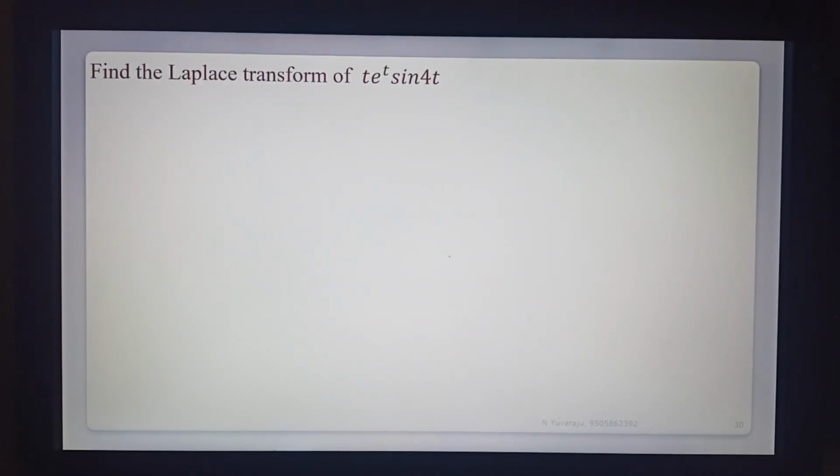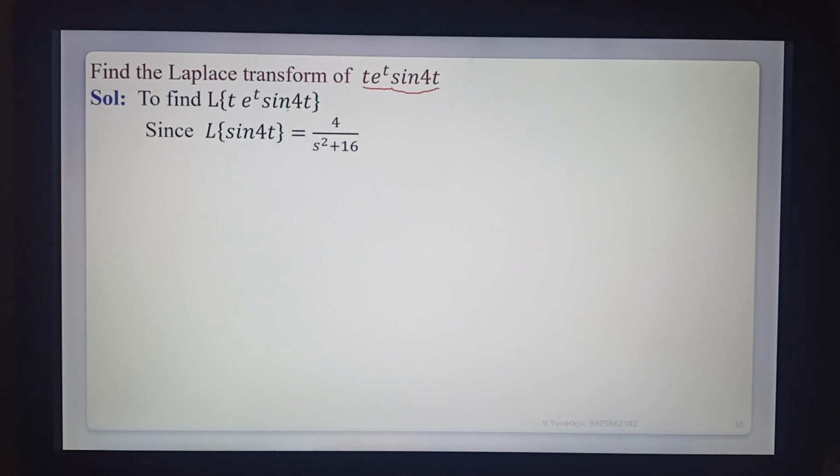So next example, find the Laplace transformation of t into e power t into sin 4t. So this is the product of three functions. This is a very important question, this model. So to find this, first of all, we make an assumption, this is f of t.